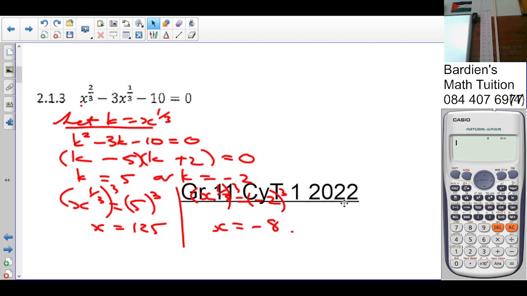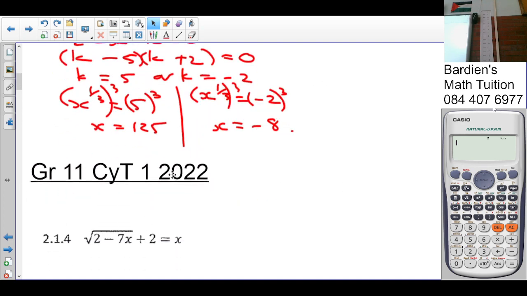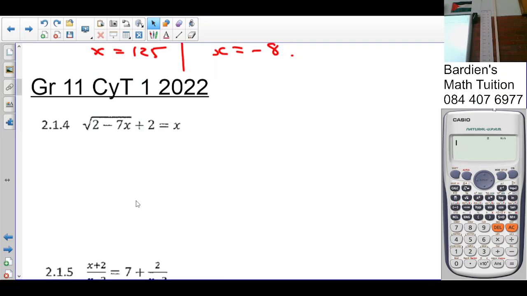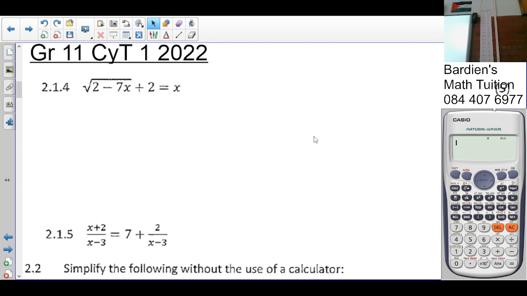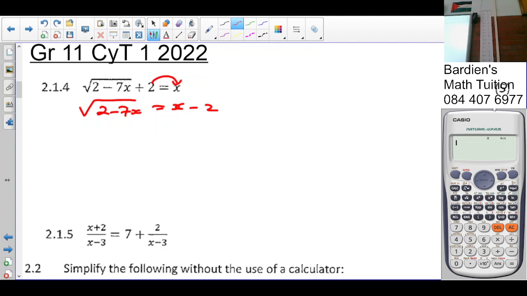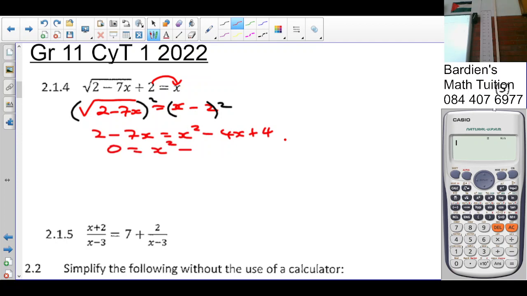Alright, let's pull this down. This one here, now some of you must get your marks. I'll show you where your marks lie. So we first isolate the root, so it's the root of 2 minus 7x is equal to x minus 2. Square both sides. Okay? So it's going to be 2 minus 7x is equal to x squared minus 4x plus 4. Make everything one side since it's a quadratic equation, so it's x squared plus 3x plus 2.